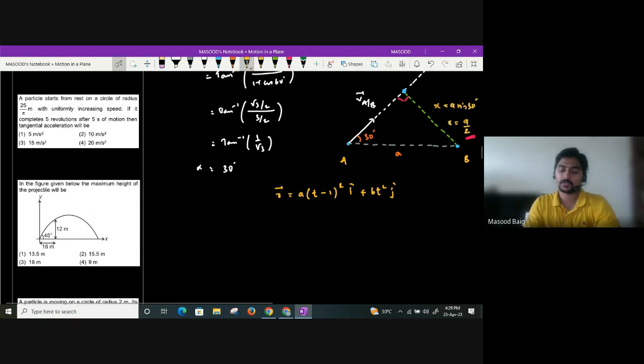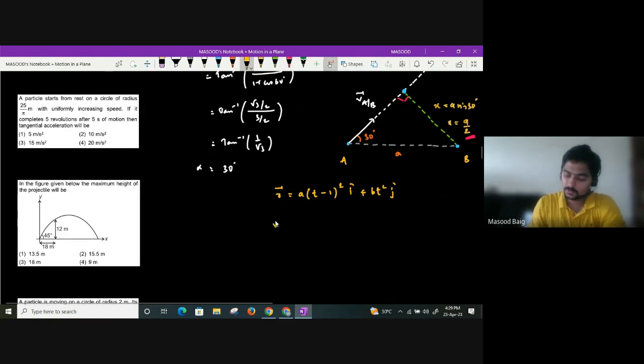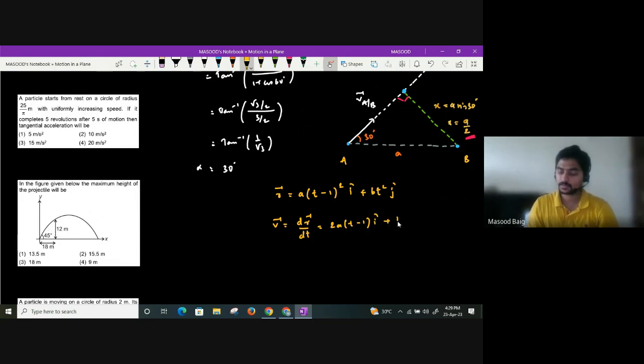What can we find the velocity as? Velocity, we know, is dr bar divided by dt. What will I get, beta? I'll get it as 2 into A into (t minus 1) i cap plus 2bt j cap. Direct differentiation I've done here. Again, it is also varying with time. How can I get acceleration? dv bar divided by dt. So I'll get it as 2A i cap plus 2b j cap.